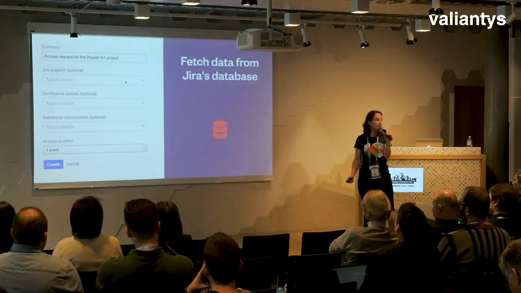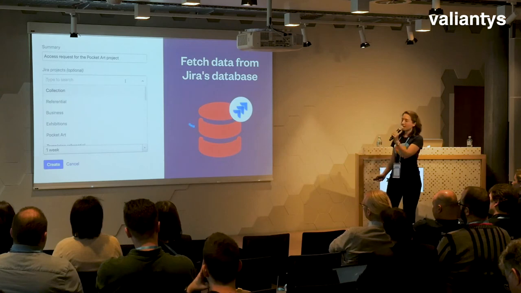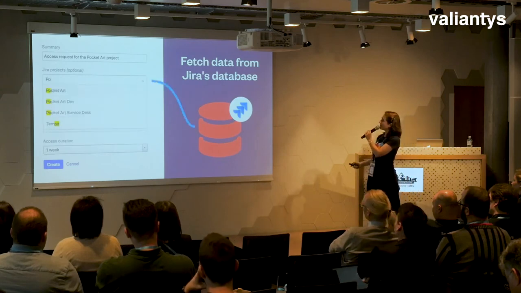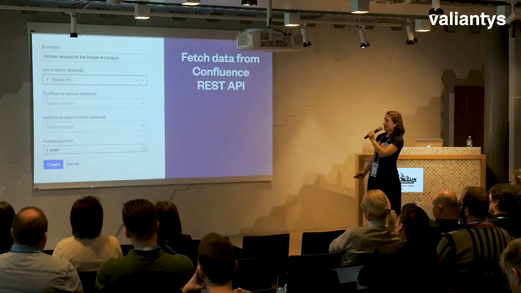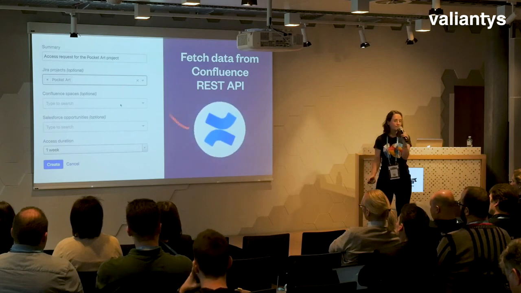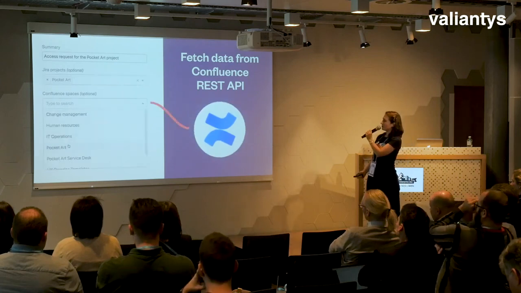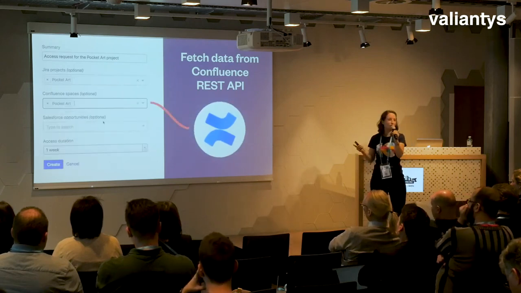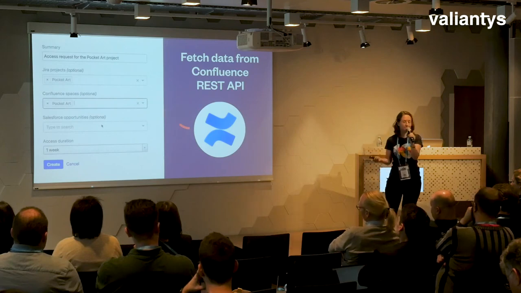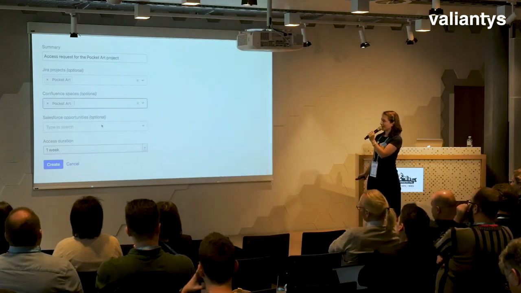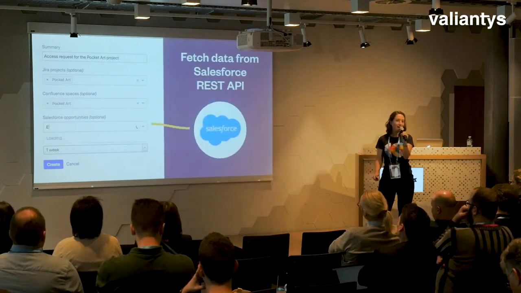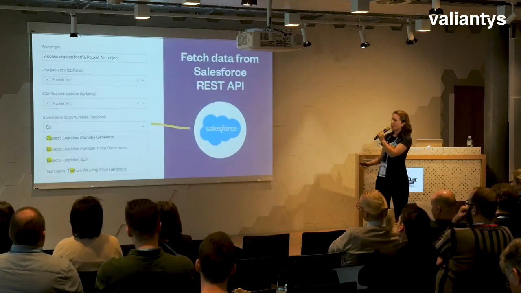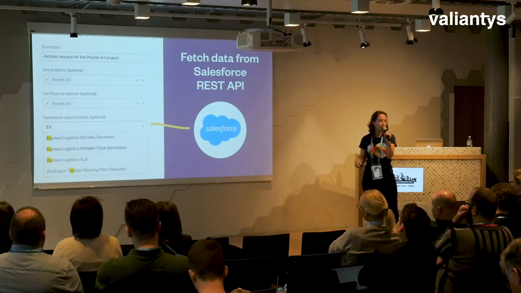So first, I'm going to need to select a Jira project. And Elements Connect fetches data from Jira's database to automatically populate a drop-down list. Next, I need to choose a Confluence space. Elements Connect uses the Confluence REST API to display the available Confluence spaces. And lastly, I need to ask for access to Salesforce. And as I start typing, the options are automatically updated to match my query.